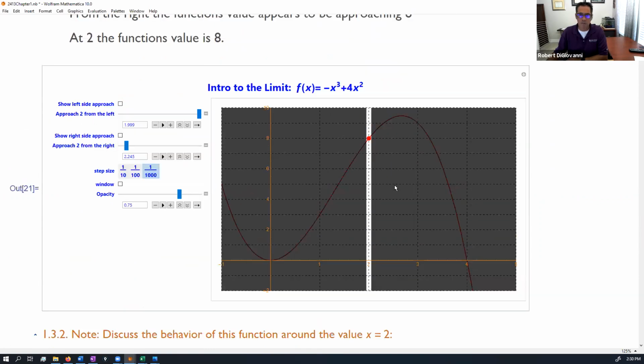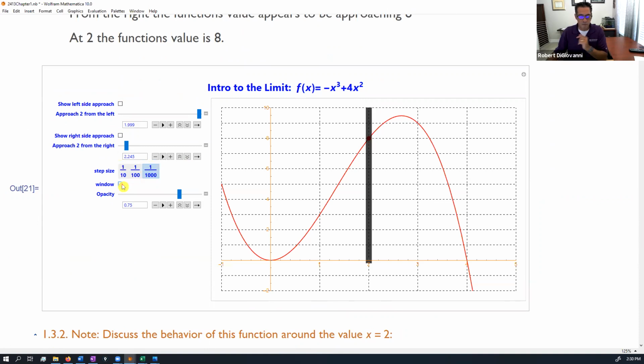This first one, the value of the function at 2 was 8, right? From the left, it's approaching 8. From the right, it's approaching 8. That was like the holy grail. Everything was happening perfectly there. At 2, it was 8. From the left, it's 8. From the right, it's 8.